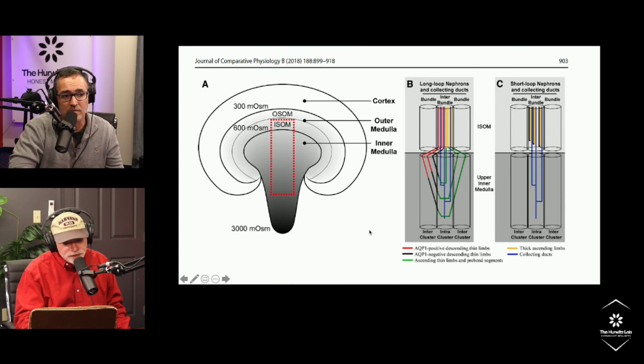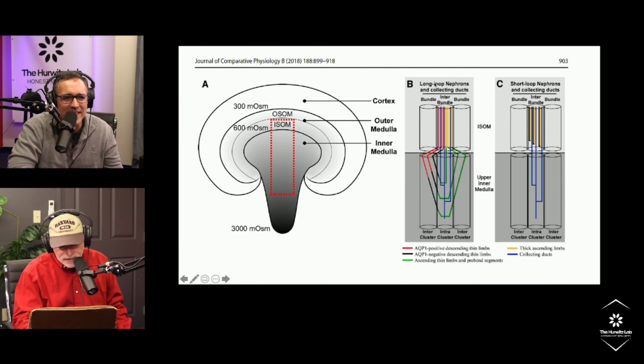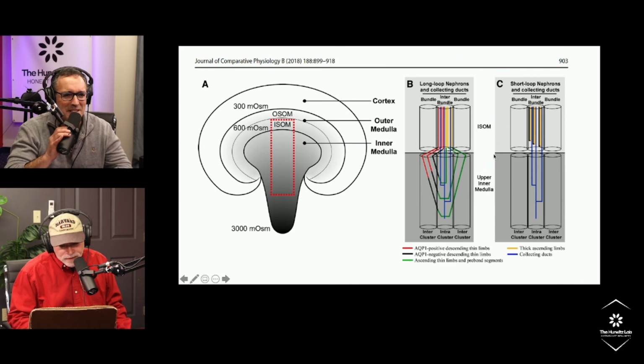So here's another figure from this paper that shows again why the kidney looks like a kidney. It really shows that the kidney looks like a kidney because it has to, because it's trying to do this. And here, I can't really see this, but it's color coded. I can see that this is a long loop nephron, there's a short loop nephron, and they're trying to make some point here. What point are they trying to make?